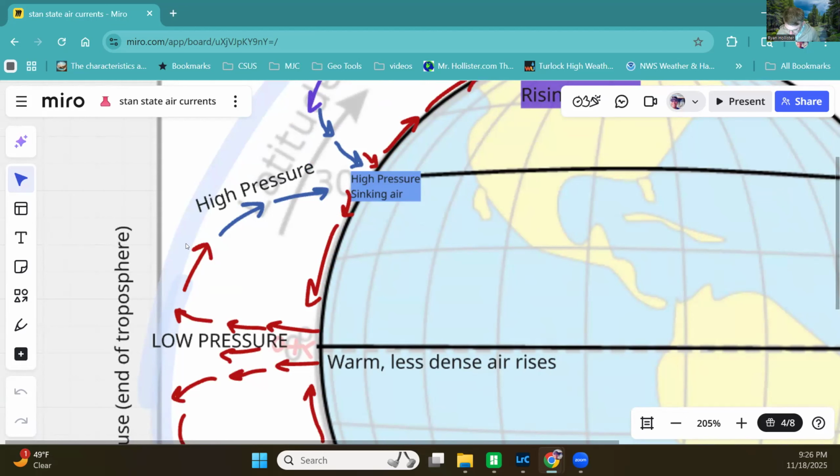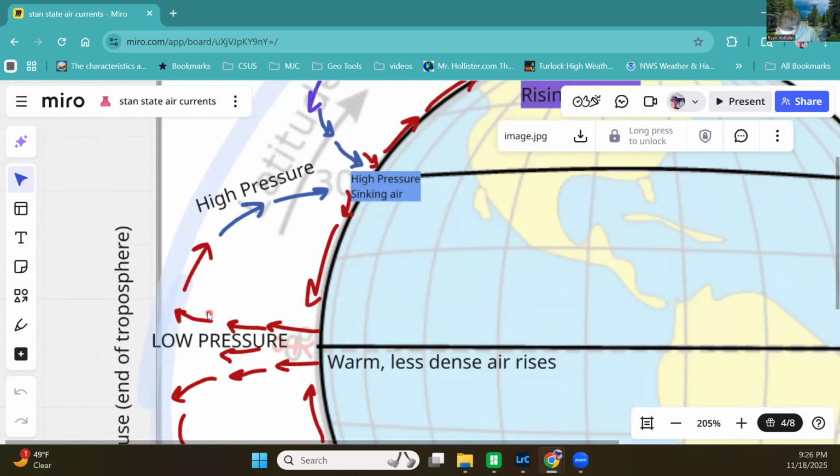Let me see here. Let me get my little ant. There we go. That's what I'm looking for. Sorry, I'm trying to get my mouse.